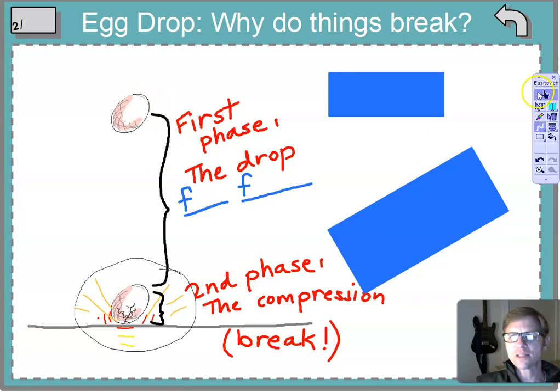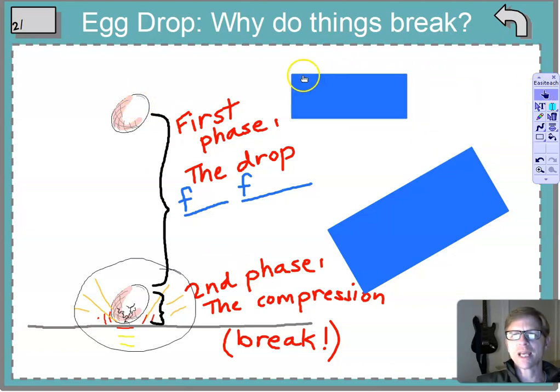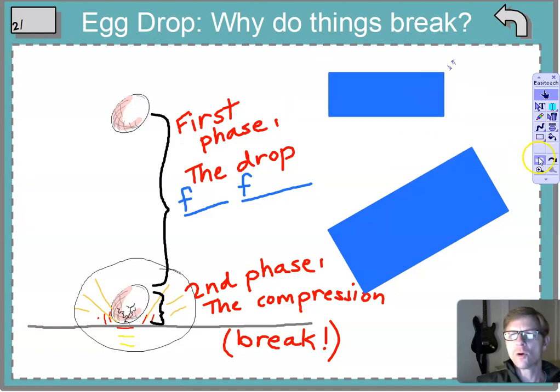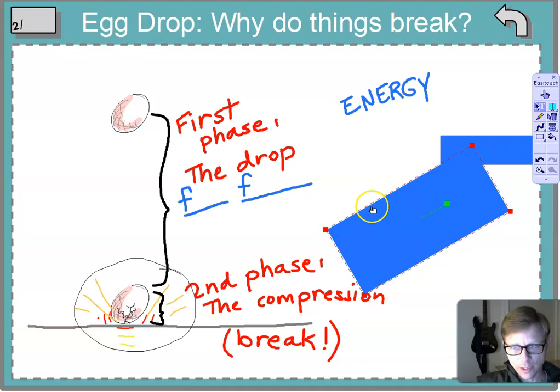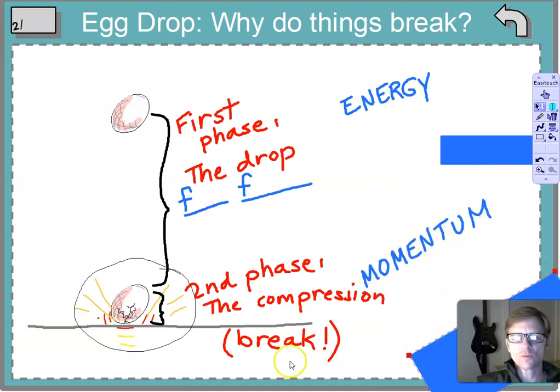So let's just break it down into two phases. You got the free fall phase where we're going to focus on energy, but we're only focusing on energy. This is funny. We're only going to focus on energy because that's just a convenient way to get what we really want, which is the momentum. So this is really about momentum and impulse.